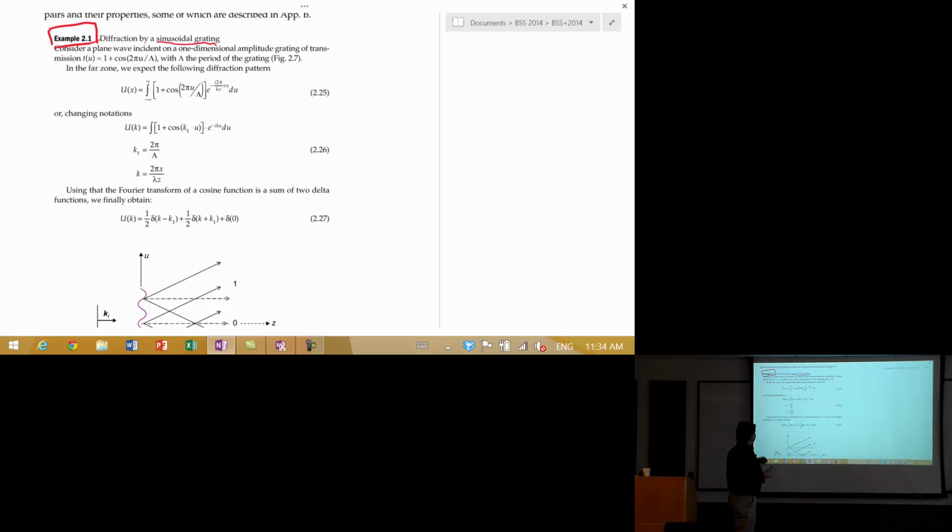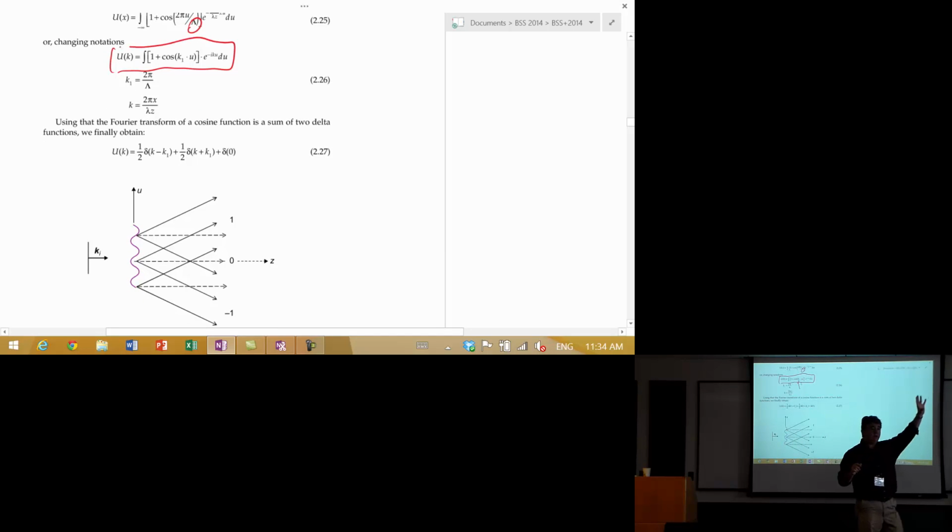So if I have a sinusoidal grating whose transmission is 1 plus cosine of something, so this is a one-dimensional problem. I have a sinusoidal pattern this way. I'm sending light, I'm trying to figure out the field diffracted by that. All I need to do is to take the Fourier transform of this whole thing. What's the Fourier transform of a cosine? Don't look. 2 delta functions.